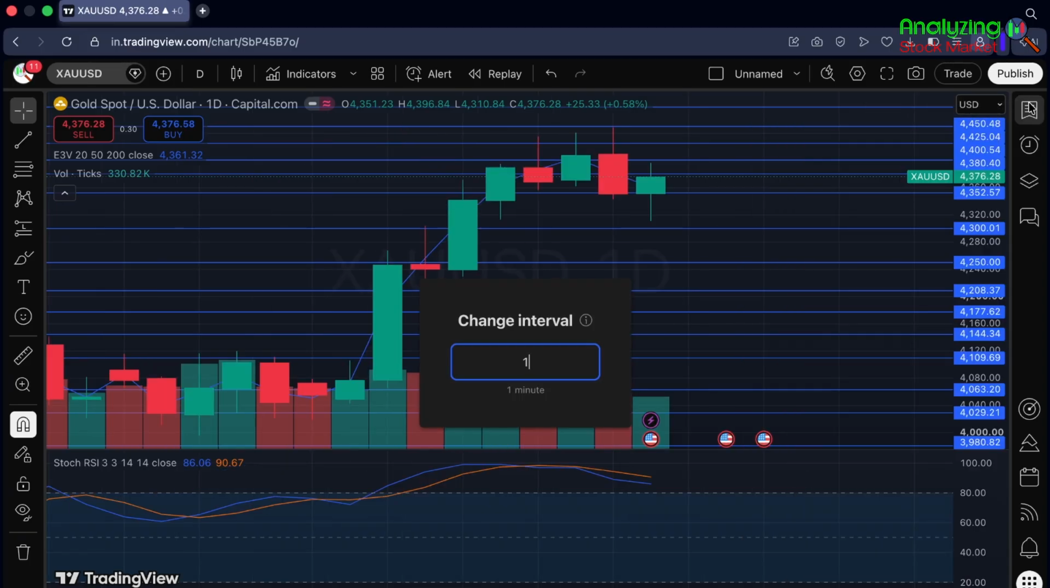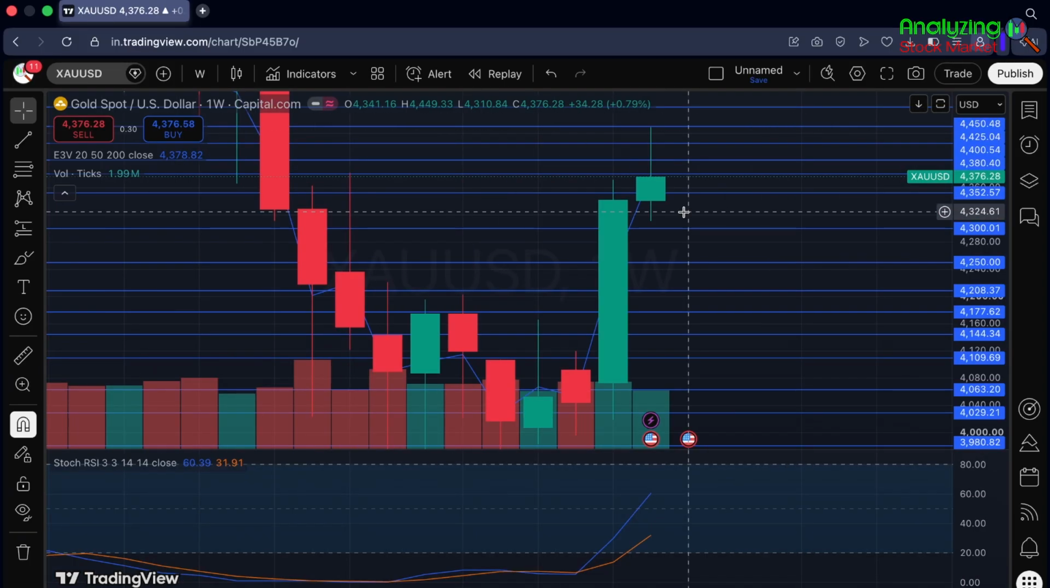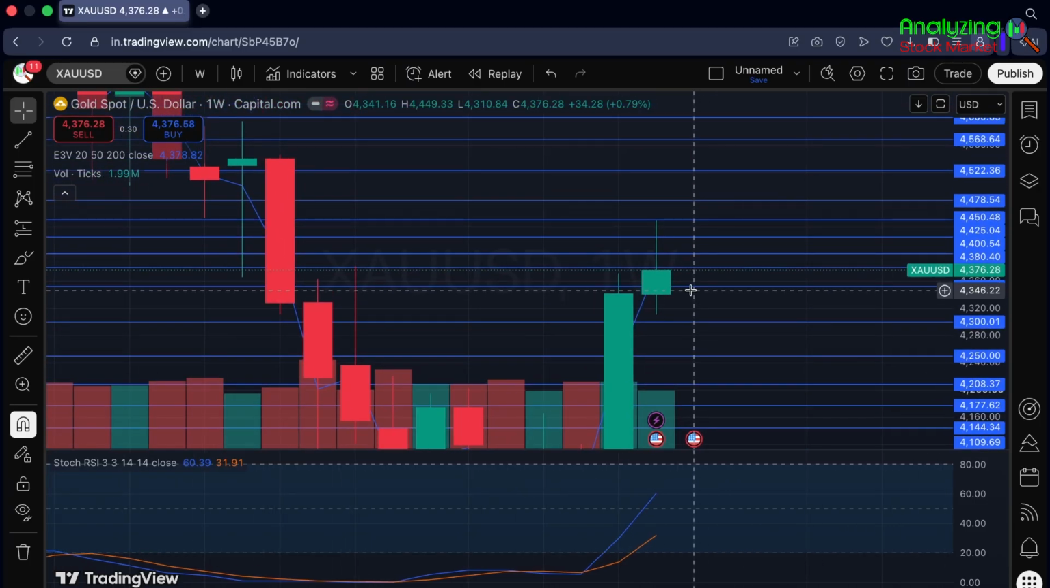So now let's talk about the weekly chart first. So here, this is a weekly chart. In this weekly chart, we can see a small to medium body bullish candle with a small lower wick and a medium upper wick. The stochastic RSI is at around the 3160 level, which is indicating a slight positive move.